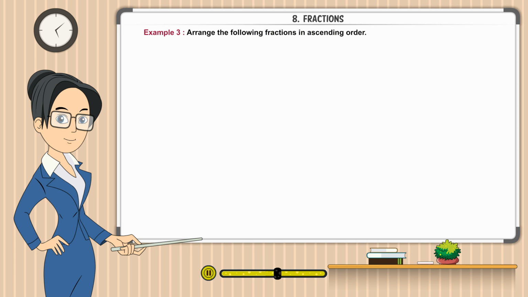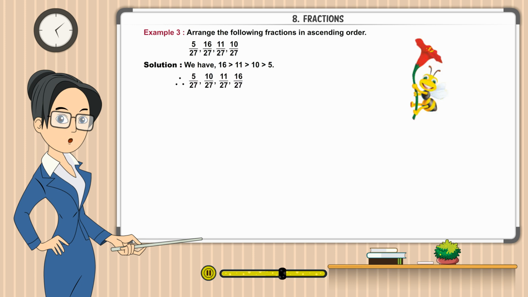Example 3. Arrange the following fractions in ascending order. 5 upon 27, 16 upon 27, 11 upon 27, 10 upon 27. Solution. We have 16 is greater than 11 is greater than 10 is greater than 5. Therefore, 5 upon 27, 10 upon 27, 11 upon 27, 16 upon 27.